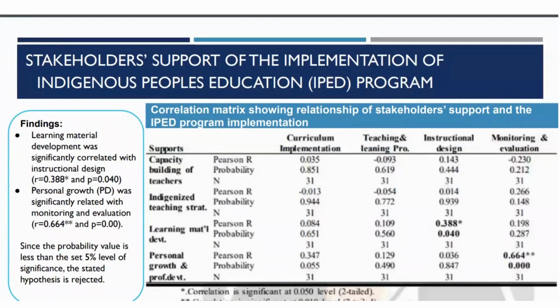So here, when we look at the correlation matrix, 2 points to take note of are the bolded points with the asterisks, where learning material development and instructional design meet, and they have a significance of 0.388. And then the personal growth and professional development with the monitoring and evaluation, which is 0.664. So those are just showing you that the correlation is significant between those two.